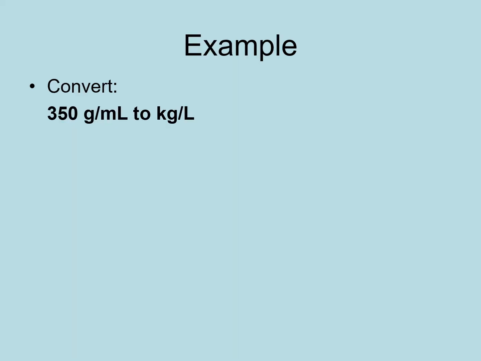For example, what if you were given a density, such as 350 grams per milliliter, and asked to convert that to kilograms per liter. That gram per milliliter is a fraction, and we can set that up as 350 grams over milliliters. You could write a 1 milliliter there if you want to. What I want to get at the end is kilograms per liter. I'll set that up as a fraction as well.